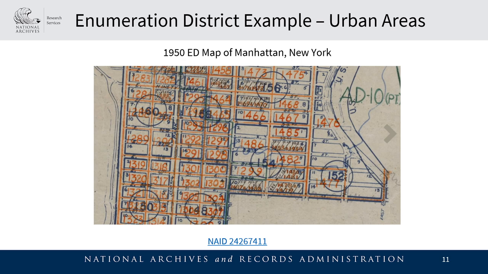Census enumeration districts varied in size depending on the population of an area. In densely populated areas like New York City, enumeration districts were often quite small, encompassing at times only a single apartment building or city block, as seen on this map of Manhattan. On this map, the enumeration districts are shown in orange, 1466, for example, and blue circled numbers represent census tract numbers.